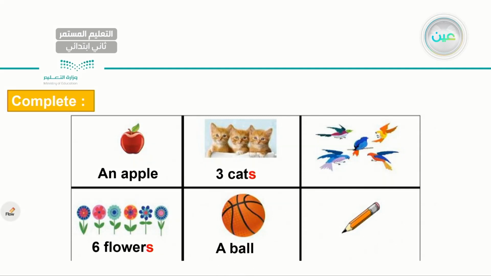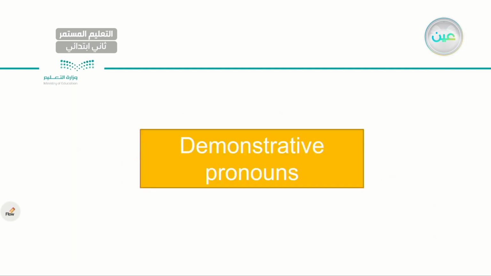Next one I have a ball, singular. That's why we use the article a ball. Now next one I have 1, 2, 3, 4, 5 birds. Very good, 5 birds. So plural. And the last one here I have a pencil, singular. So how many singular do we have here? An apple, a ball, a pencil, okay? And I have flowers, cats, and birds, and they are plural. Very good.